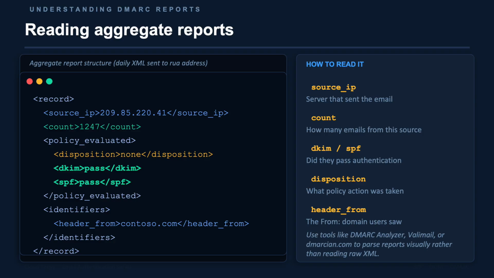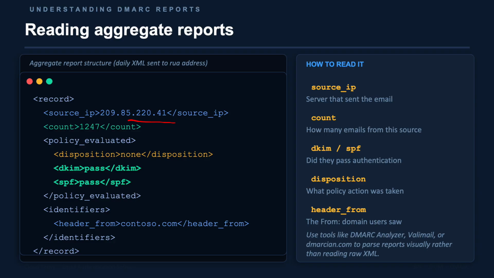Look at the structure you see on the screen so you know what the data actually contains. Each record block describes one sending source. The source IP is the server that sends the email. The count is how many messages came from that source claiming to be your domain. Then the policy evaluated section shows whether DKIM and SPF passed, and the disposition, which is the action that was taken.